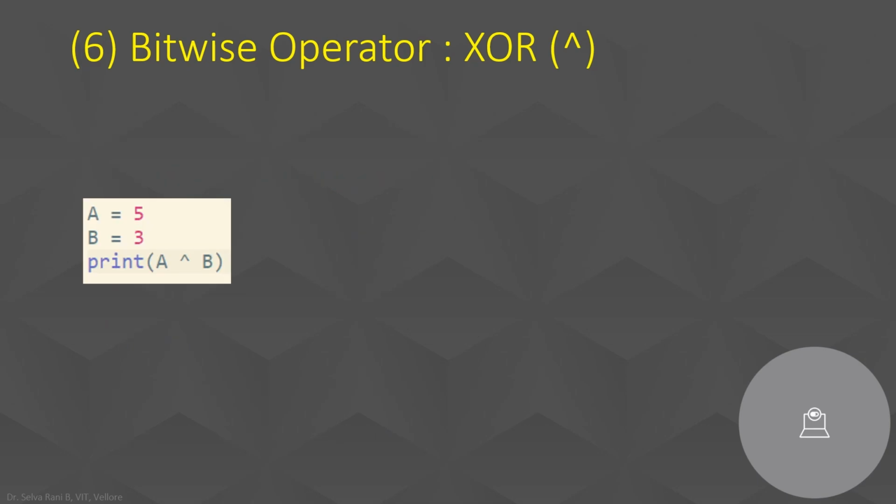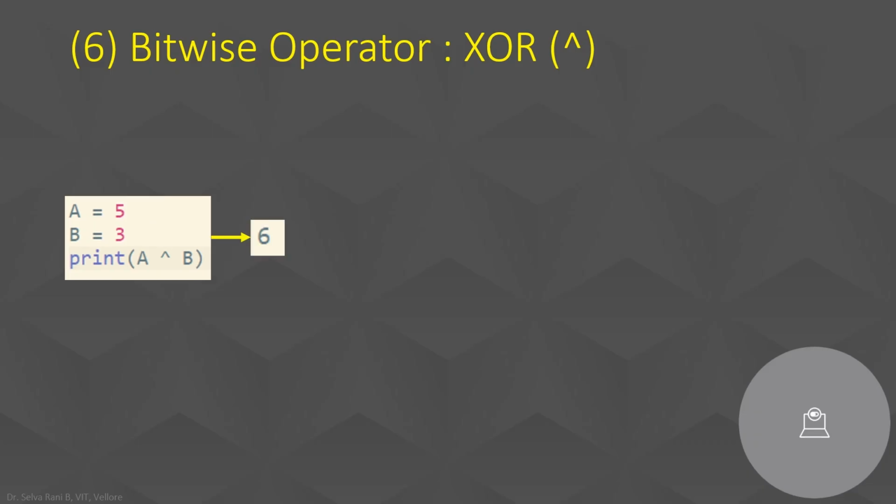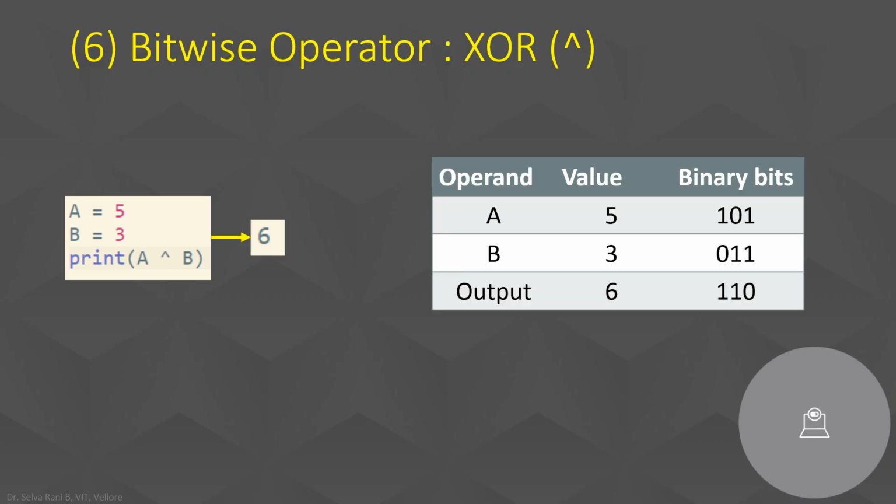So here A is equal to 5, B is equal to 3. Let's check what's the output of A bitwise XOR with B. It's 6. So here comes the table. The value of A is 101. The value of B is 011. Let's take the corresponding bits 1 and 1. Since both the bits are the same, the output is 0. And 0 and 1, they are different, the output bit is 1. 1 and 0, the output is 1. So the resultant value is 6 in Python.